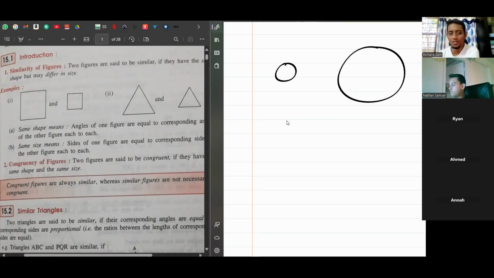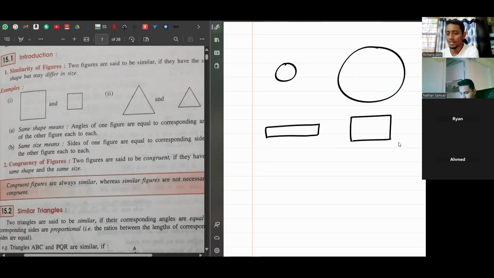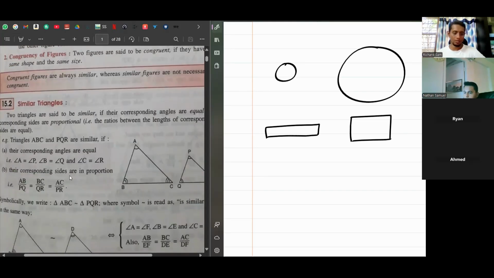Are two rectangles always similar? See, one rectangle can be like this. Another rectangle can be like this. See, they're rectangles. But are their shapes same? No, one rectangle is longer than the other rectangle, right? So rectangles are not always similar to each other. But these shapes, that is a square, an equilateral triangle, not just any triangle, equilateral triangle, and a circle are always similar in shape.